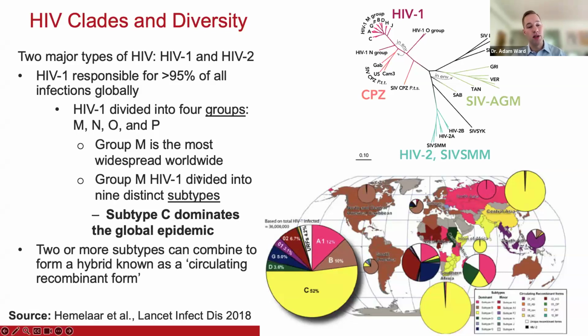I also wanted to mention that 2 or more subtypes can combine to form a hybrid known as a circulating recombinant form. So you may hear about these CRFs also. This figure on the top depicts a phylogenetic tree, a visual way to show genetic relatedness. This shows the distinct genetic lineages of HIV-1, all here within group M compared to other groups, along with relationships to simian immunodeficiency viruses.